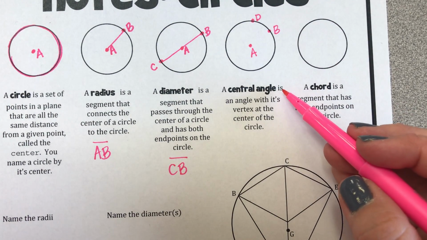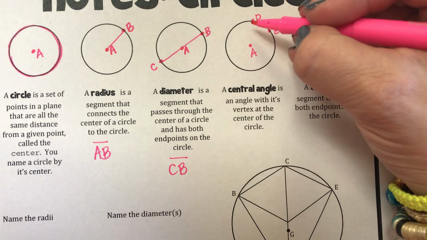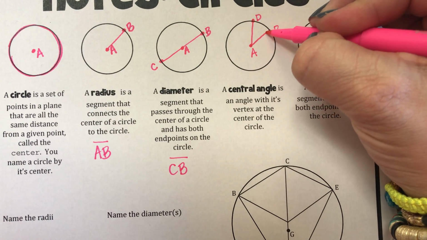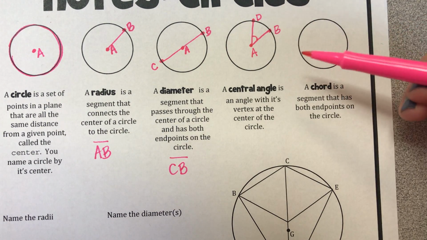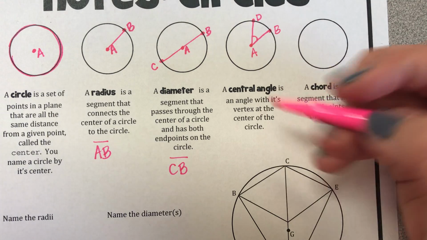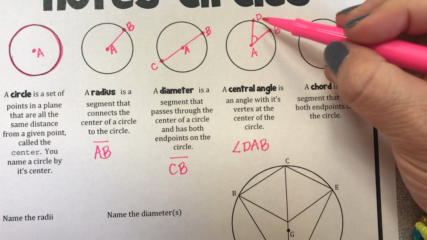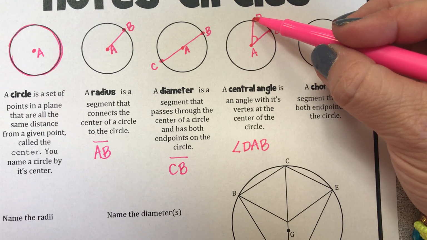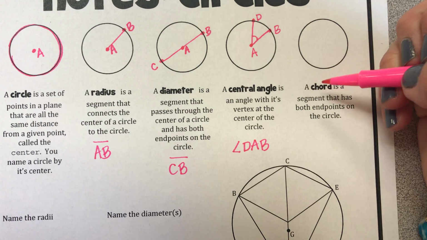A central angle is an angle with its vertex at the center of the circle. So like this, angle DAB, or we could even call it angle BAD, would be a central angle because it has, sorry, I got confused. It has its vertex at the center of the circle.